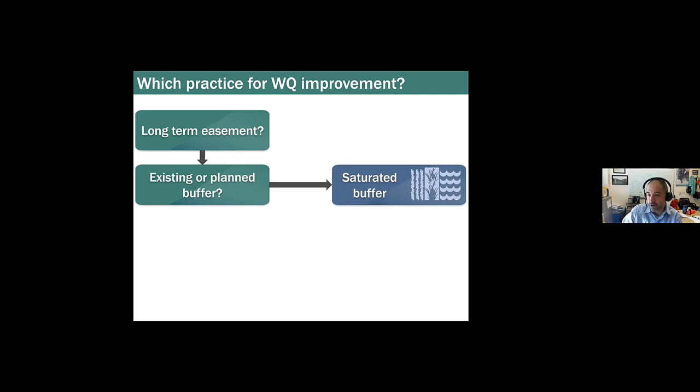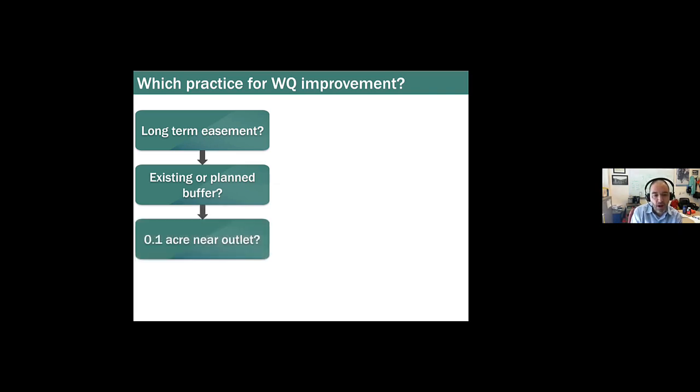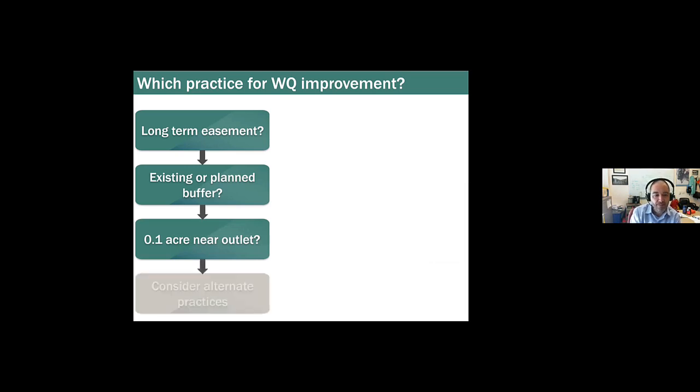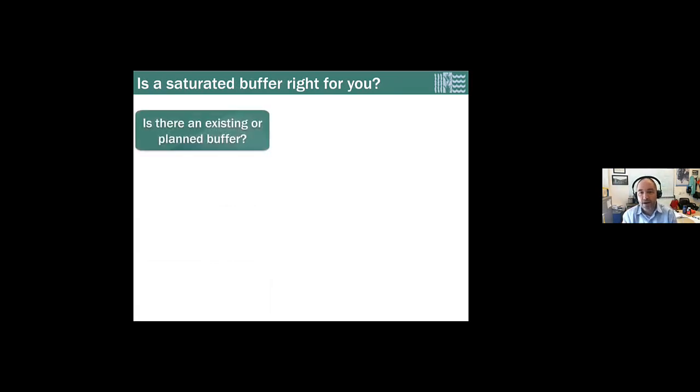Okay, and so then we would go into the saturated buffer, and then into the decision tree about whether we think that saturated buffer would work for that parcel of land. Okay, but if we don't have that buffer, do you have 0.1 acre near an outlet? If yes, then a bioreactor might work, and we can walk through the next steps on that. If no, if you're a no to all of these, you don't want to put in a long-term easement, you don't have that existing or planned buffer, and you don't have that 0.1 acre near the outlet, then probably consider alternative practices.